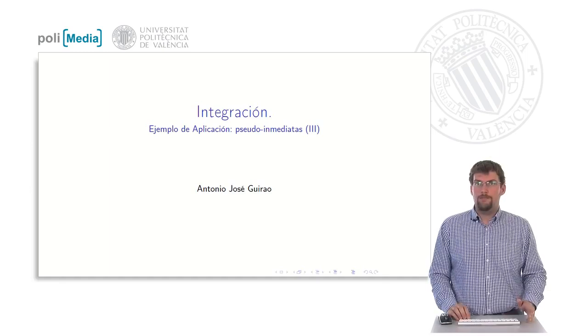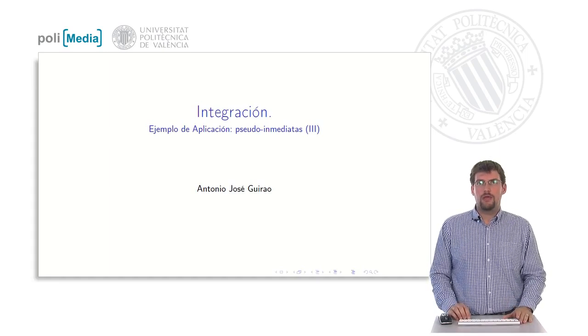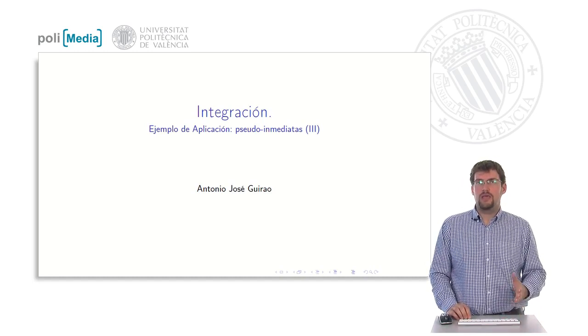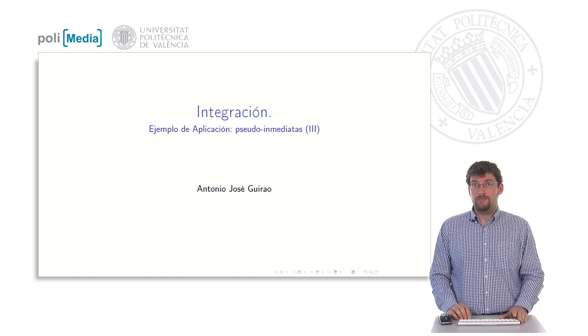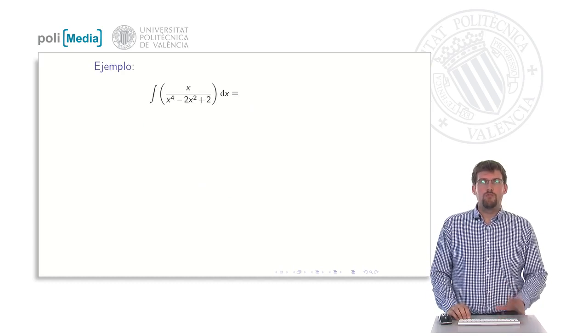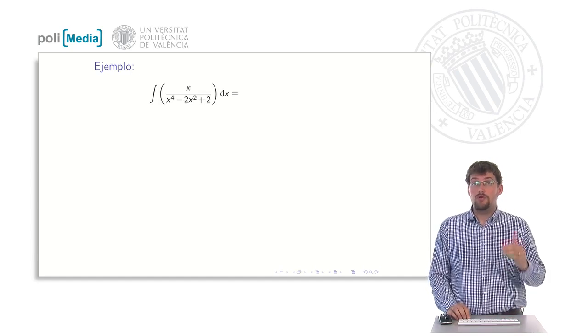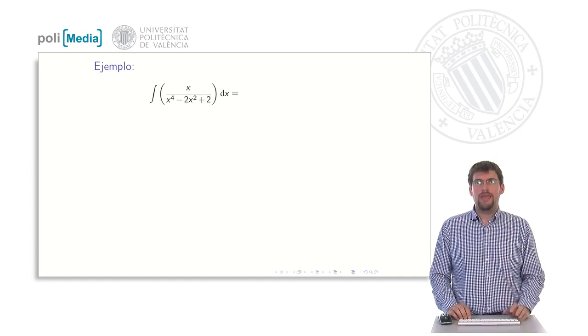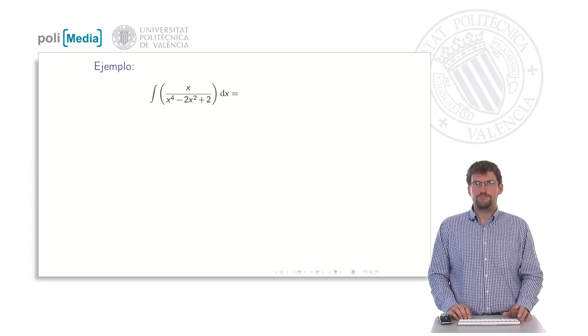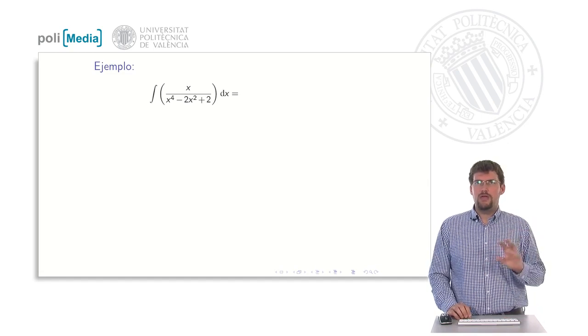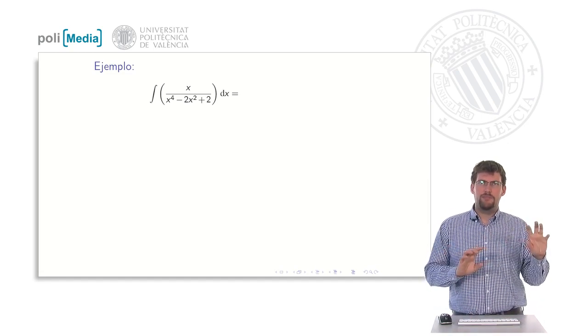Hello everyone. Now we are going to see an example of an application on the results that we have seen so far about integration. This is an example of the pseudo-immediate solution. Our intention is to calculate this integral here. This integral we want to try to solve, as we can clearly see, is a rational function, a polynomial above and a polynomial below. First things first, I am going to try to identify the different parts of the integral.